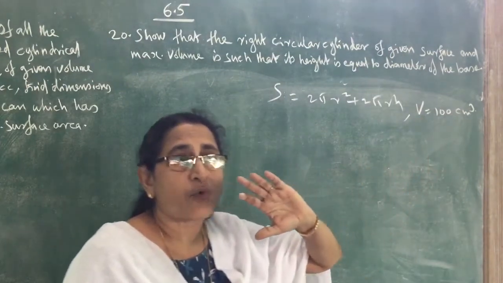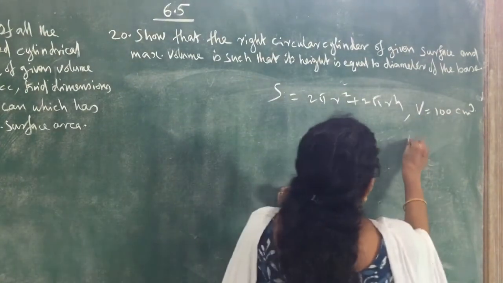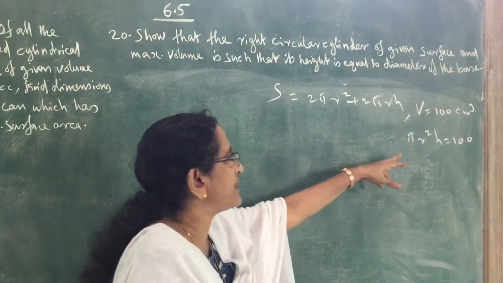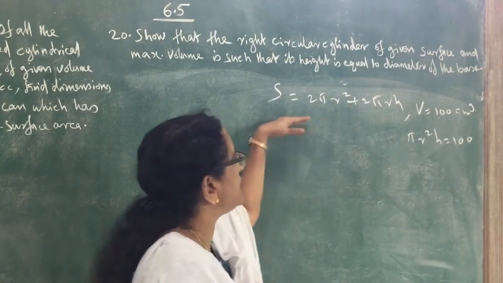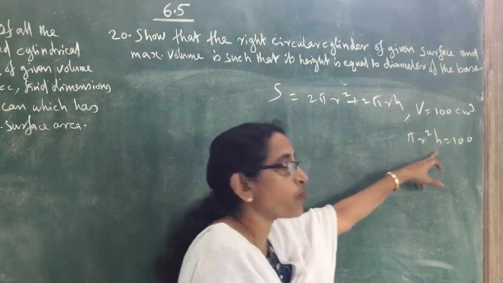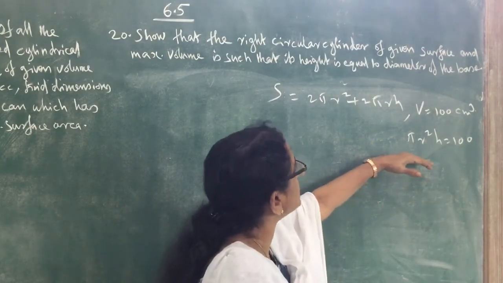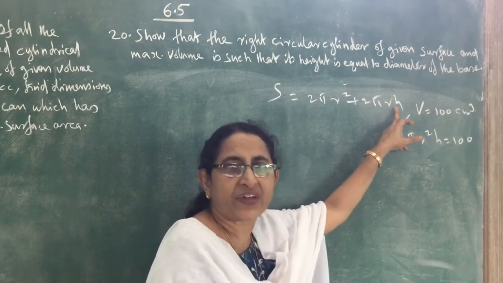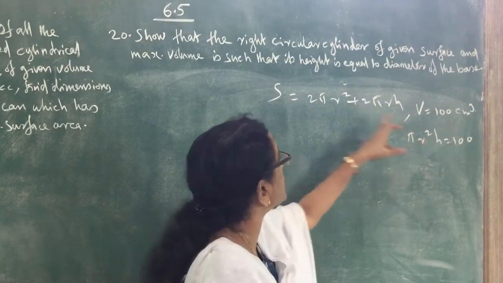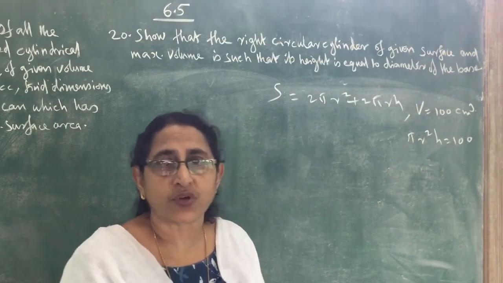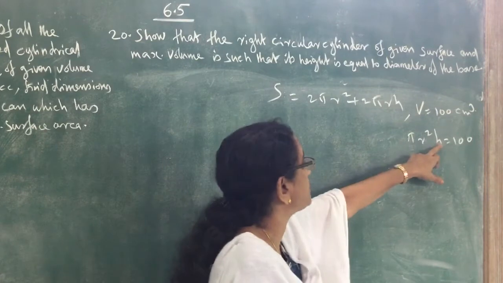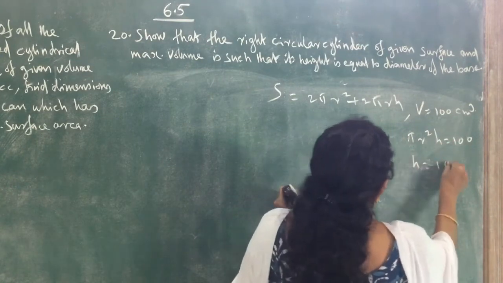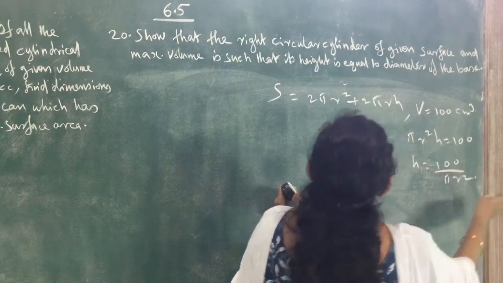Here the volume of the cylinder is pi r square h. Given that pi r square h equal to 100. So using that we can eliminate one variable. It is easy to find h, because only in one place we have to substitute h. But if we find r, we have to substitute in two terms. So it is easy to substitute h. So find h from this: h equal to 100 by pi r square. So we have to substitute here.